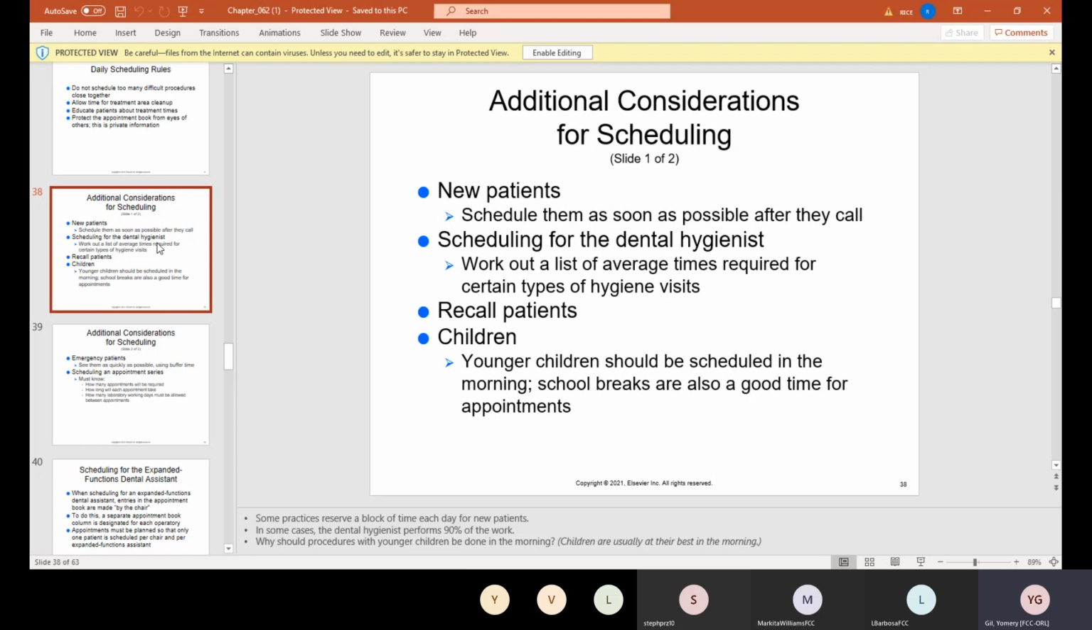Recall patients and children. Younger children should be scheduled in the morning. School breaks are also a good time for appointments. Okay, why should younger children be scheduled in the morning? Anybody?